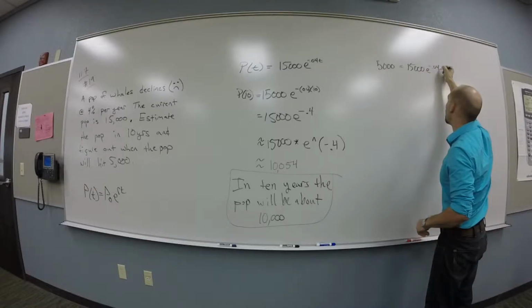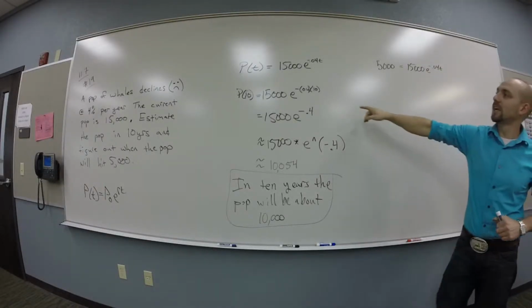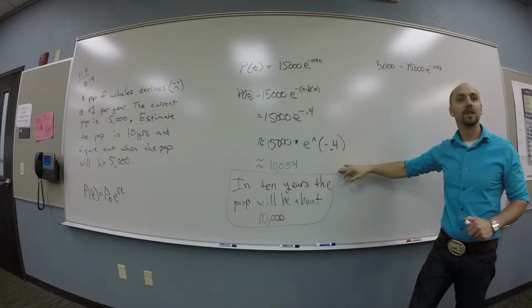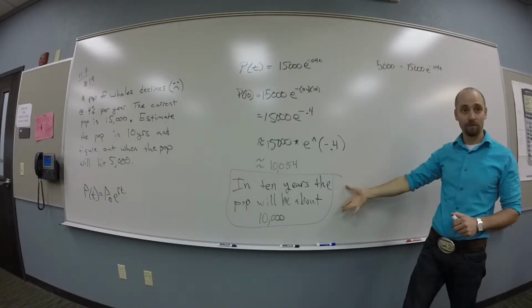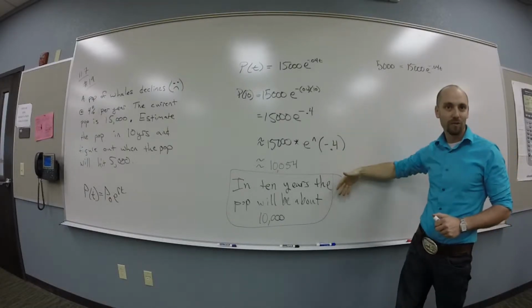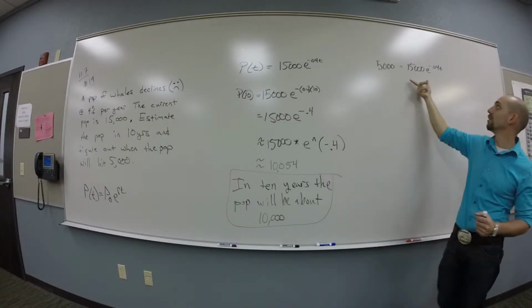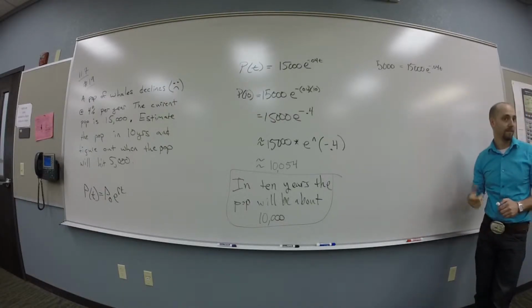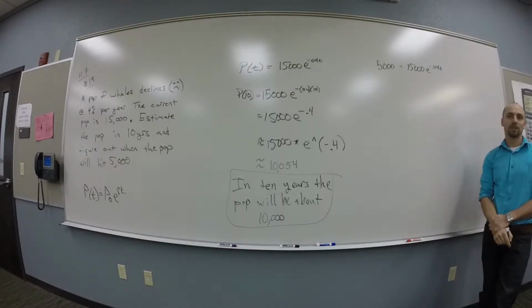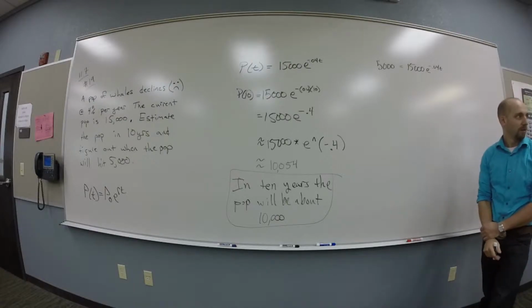You told me in the wrong spot, right? The first question was a plug in the years and simplify. There's no solving here, I'm not ever taking an inverse of anything. This one is going to be a solve. So what do I do from this step going forward? Divide by 15,000.